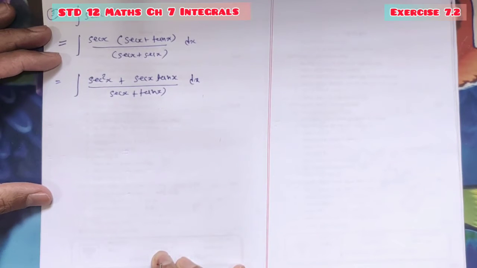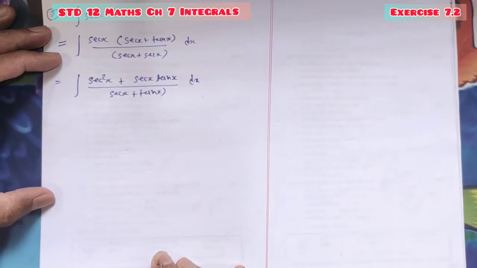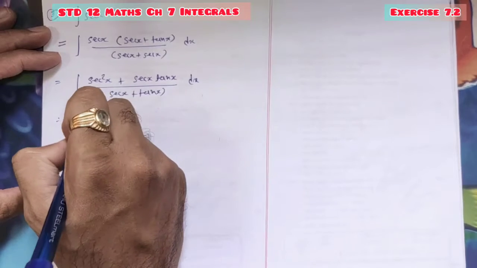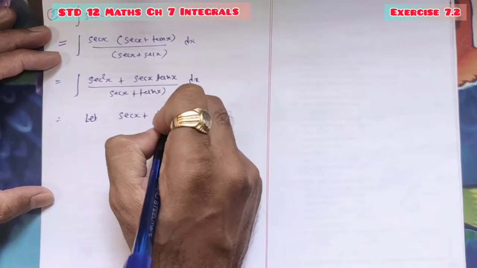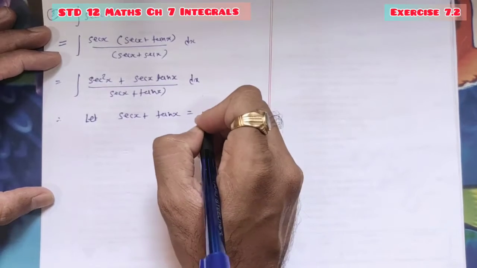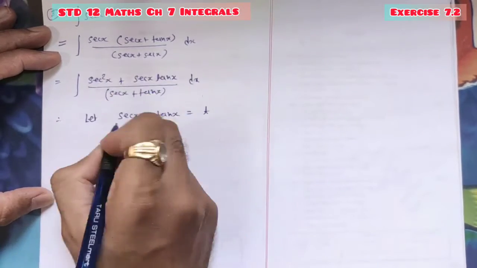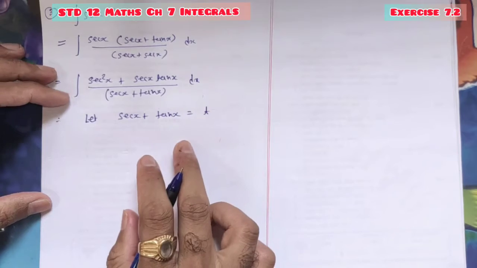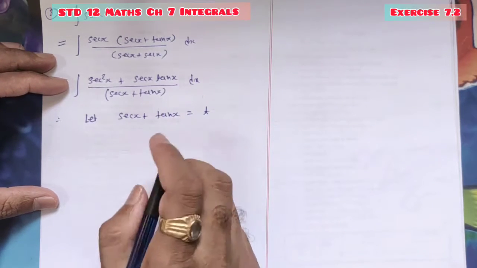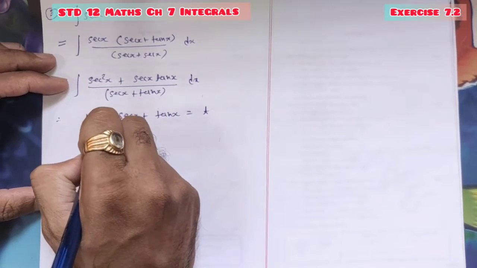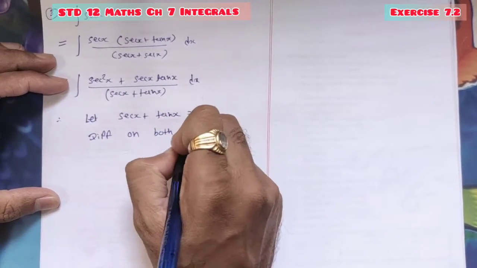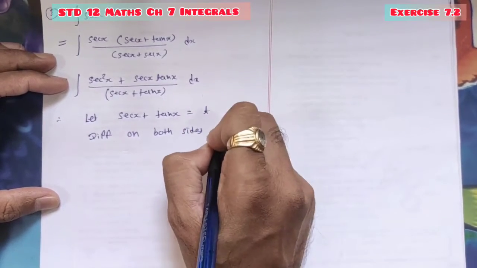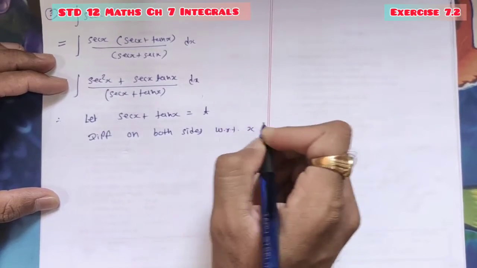Now here we can use the method of substitution. So let sec x plus tan x equal to t, the denominator we have taken sec x plus tan x equal to t. So differentiate on both sides with respect to x.